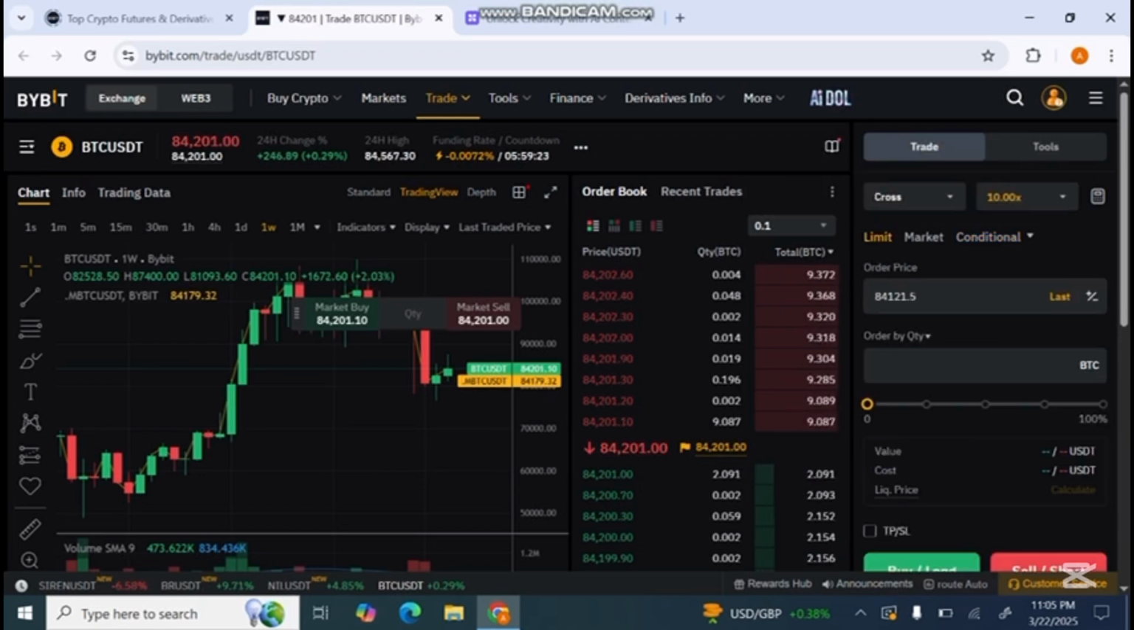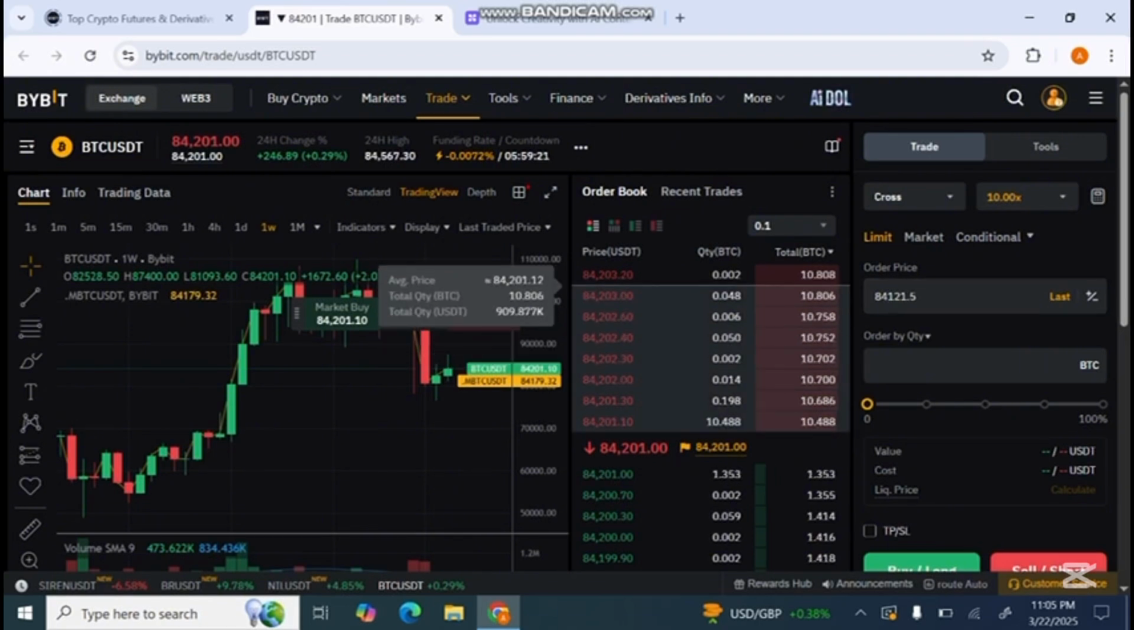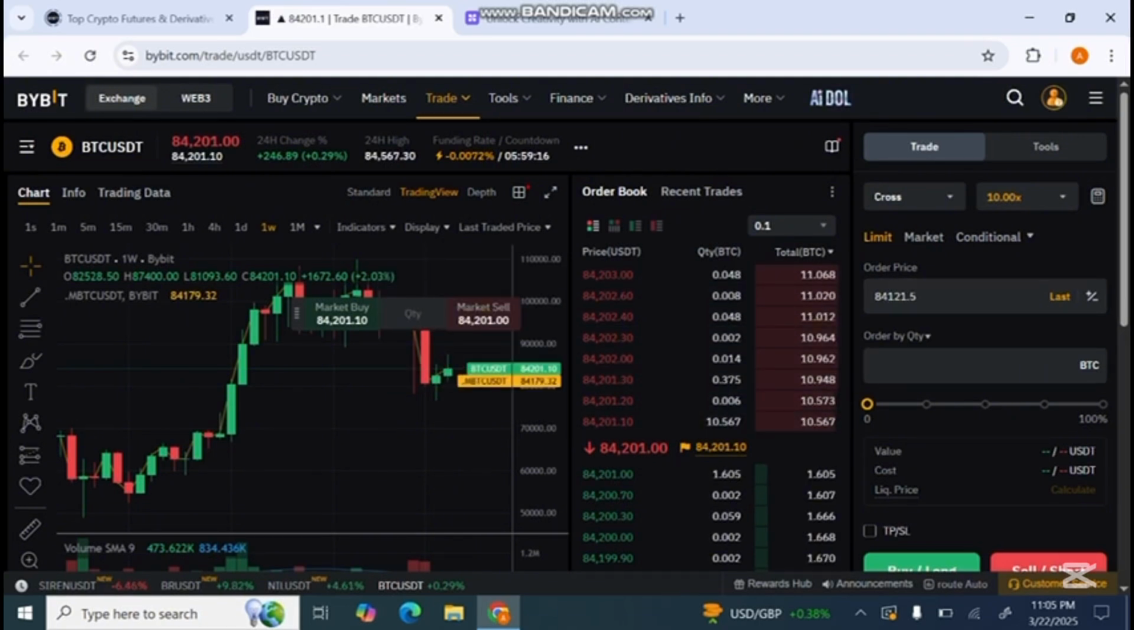If you talk about limit, basically in limit you don't buy the coin at the current price. You buy the coin at a certain conditional value. Like here you can see that the current price is 84,201, and here I am applying the condition for 84,000. When the market goes down to 84,000, the coin will be bought automatically.